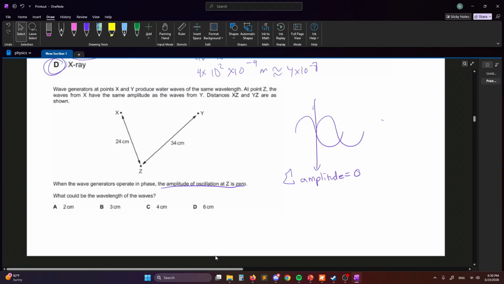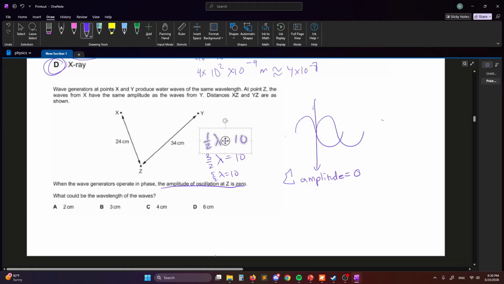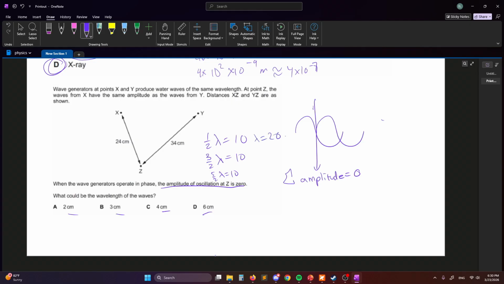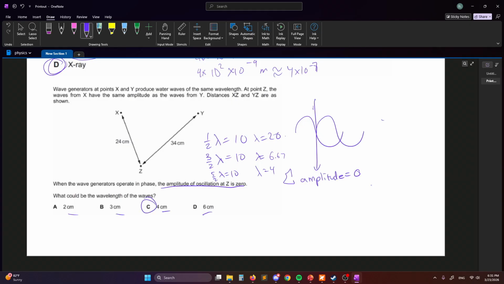So that means that the difference in path is around 1/2 wavelength, which is around 10, right? And then we can increase this for the period, I'm pretty sure. So if we do 3/2 lambda equals 10, 5/2 lambda equals 10, and then we gotta find the lambda where the wavelength is an integer, because the answer choice is an integer. So if we do this one, we get lambda equals 20. It's not good. If we do this one, lambda is equal to 2/10, 6.67. Sorry, I got too excited. And then lambda here is equal to 4. Thus, the only viable answer is going to be C here.